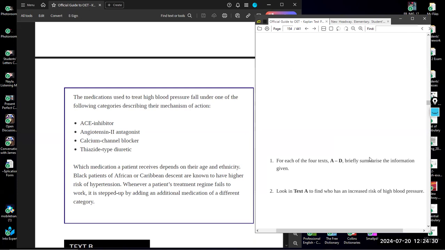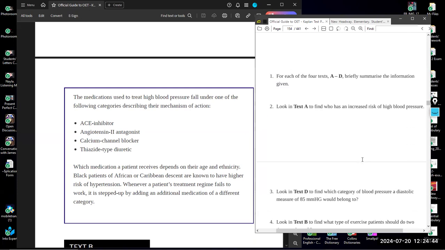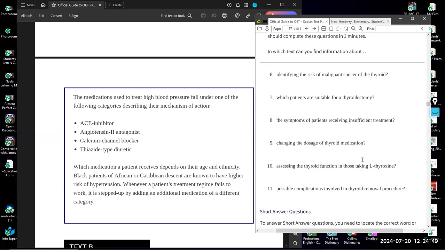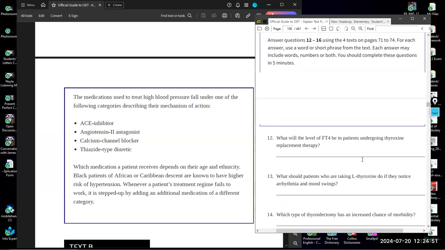Now let me ask you, what did you write in one sentence summary? I wrote text A presents the different categories of antihypertension medications. Yeah, that's amazing. Now let me show you the correct answer. And I have to mention that in the passage, which is A.